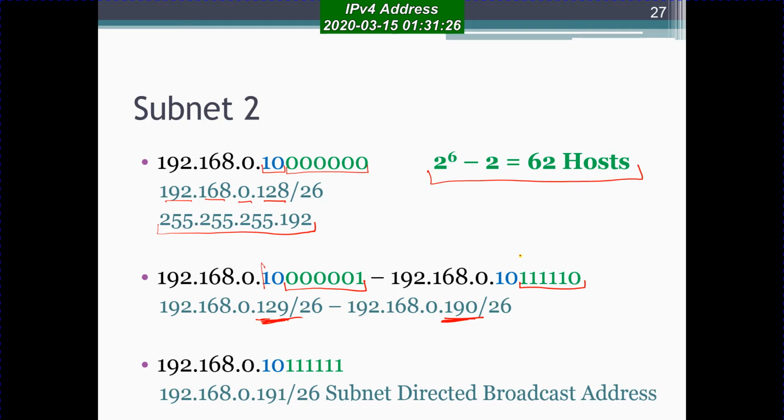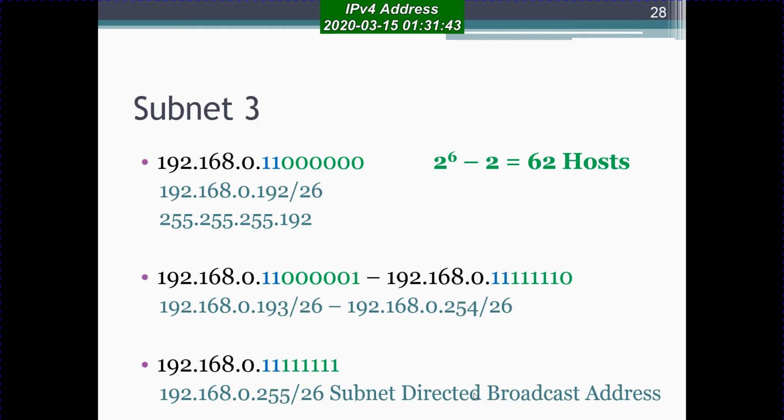Now what about if all bits in the host address field are set to 1? Okay, so in this case we are dealing with a broadcast IP address, which is 192.168.0.191, and this is what is referred to here as the subnet directed broadcast address.